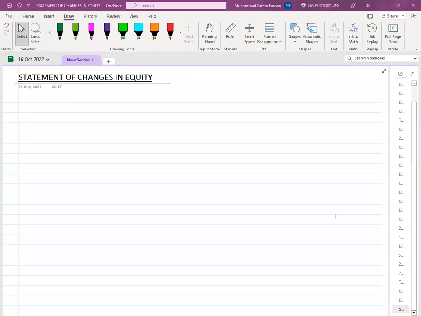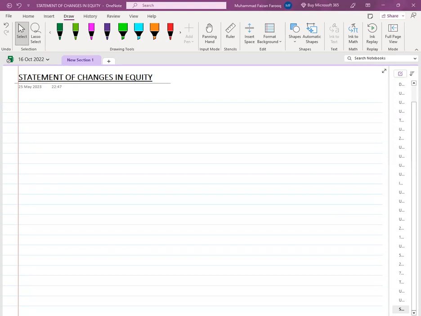Today's topic is statement of changes in equity. What is statement of changes in equity? We all are aware that the statement of financial position, that is the balance sheet, has assets, liabilities, and capital.